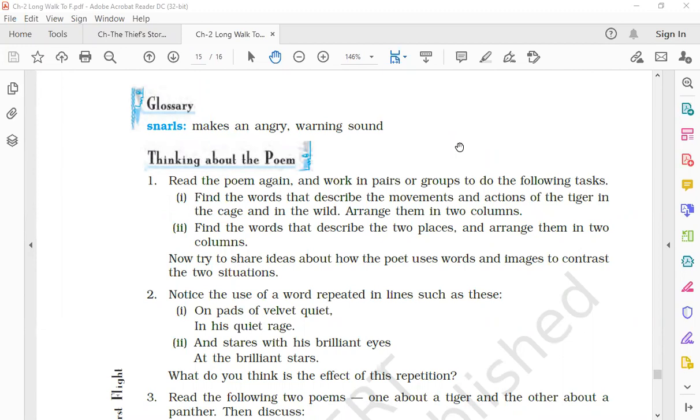Yes, students. So this is all about the poem, A Tiger in the Zoo. If there is any other query from your side, you can ask. This is all from my side. If there is still any doubt, please do ask.